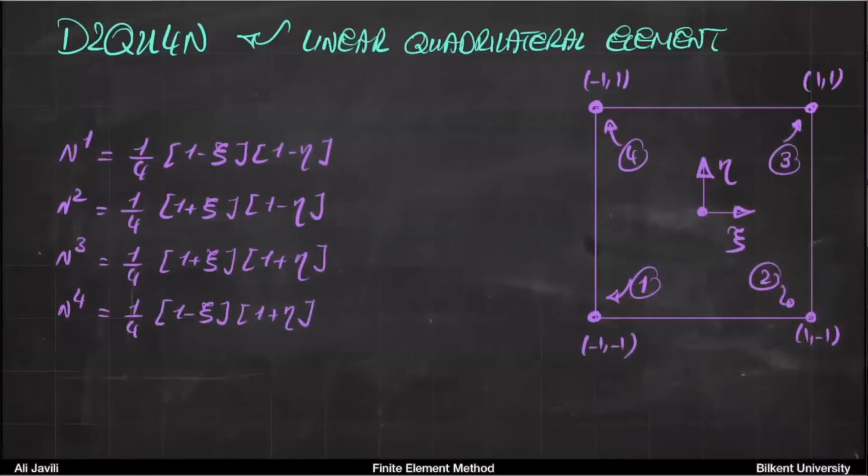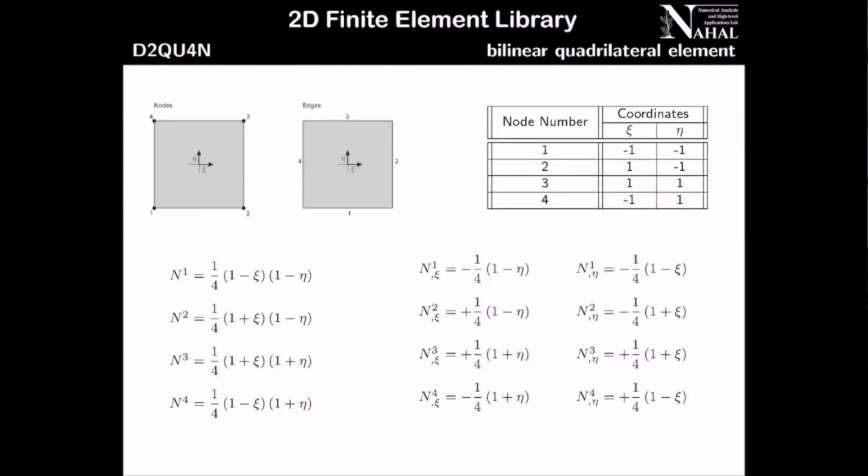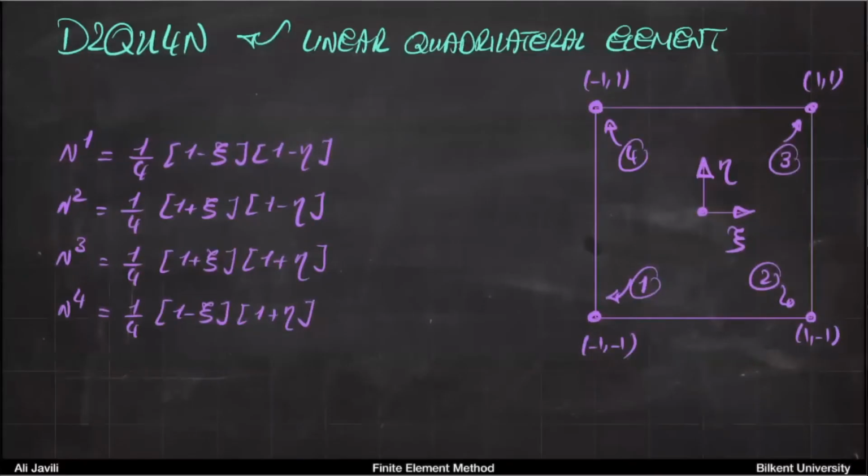So these functions that we had here are basically the same as this. So this is your element. These are how the nodes are arranged and the edges, and then you have the coordinates for each node, and you have the shape functions, and you have their derivatives with respect to each coordinate. Okay, so because now there are 2 coordinates, you have derivatives with respect to each coordinate separately. All right, so that was our first element.